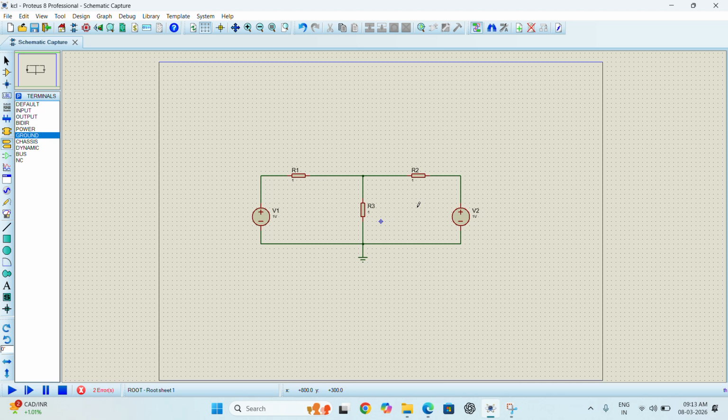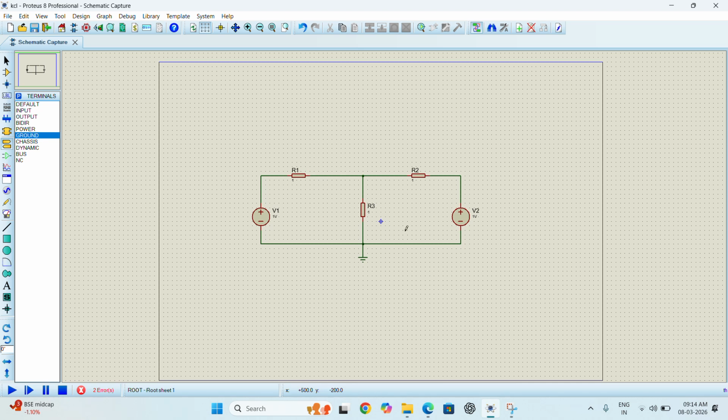So what is the total equation going to be? The total equation is Vx minus 1 divided by 1 plus Vx minus 1 divided by 1 plus Vx by 1 equal to 0. By simplifying, we get 3Vx equal to 2, and Vx equal to 2 by 3. That is the value of voltage at this node. So the voltage at this node is 2 upon 3 volts, that's nothing but 0.66667 volts. That's the value of the node voltage there.